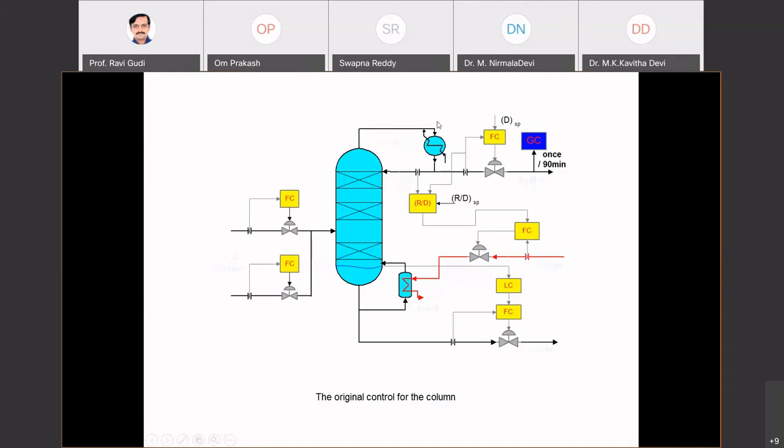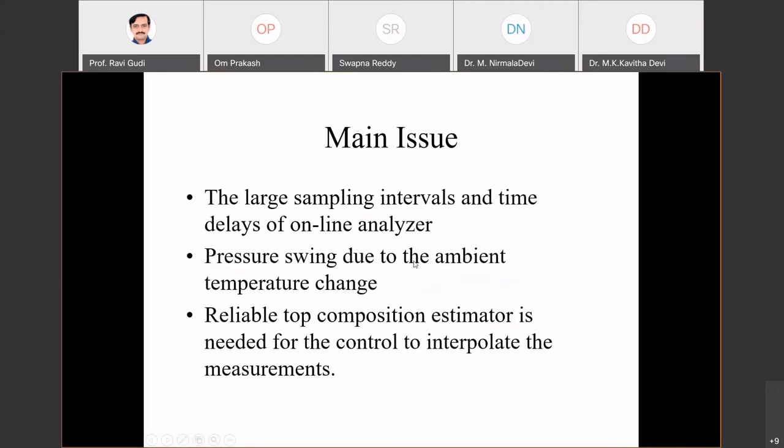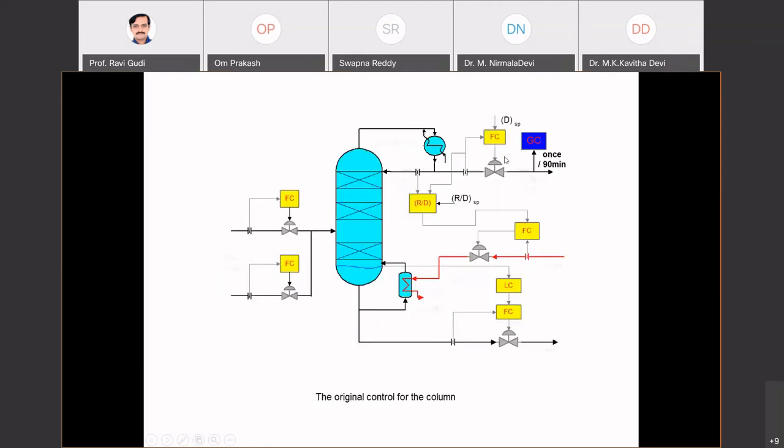But I'm continuing. So, here the problem is that we have a reflux stream that controls the top composition, but for feedback control, this measurement needs to be more frequent. However, it's measured only once every 90 minutes, so it's practically useless for control, from a process control perspective. So what they wanted was a reliable estimate of this top composition based on what can be measured frequently in this column. Okay, so large sampling intervals and time delays associated with this online analyzer, which is this one.